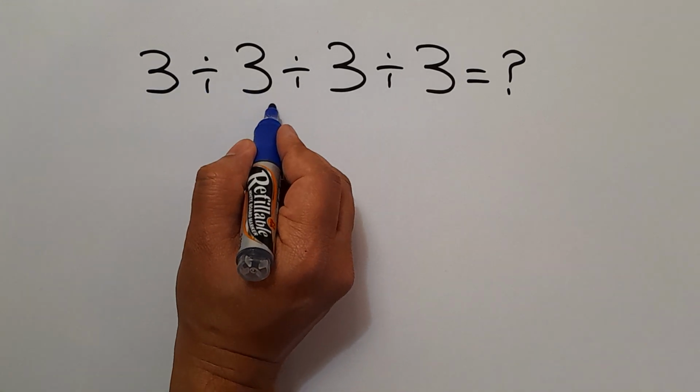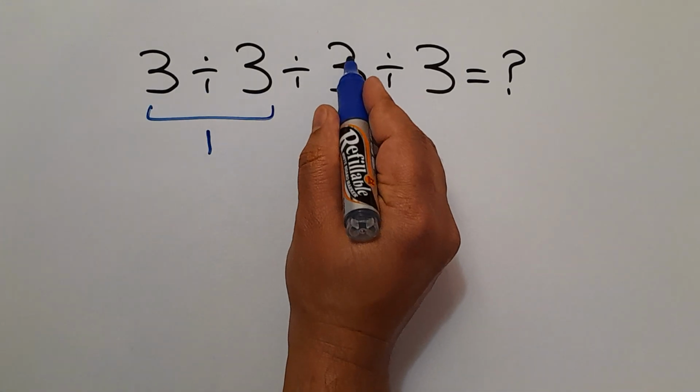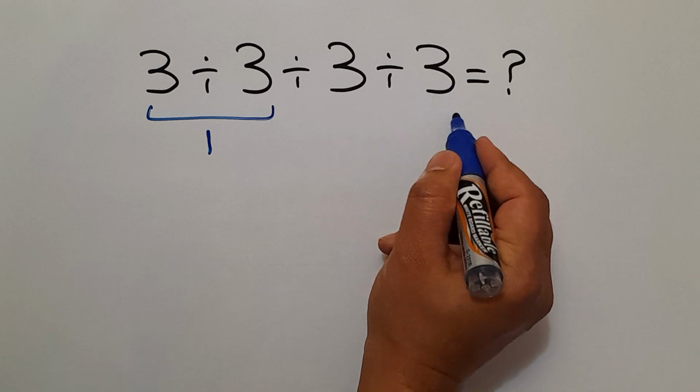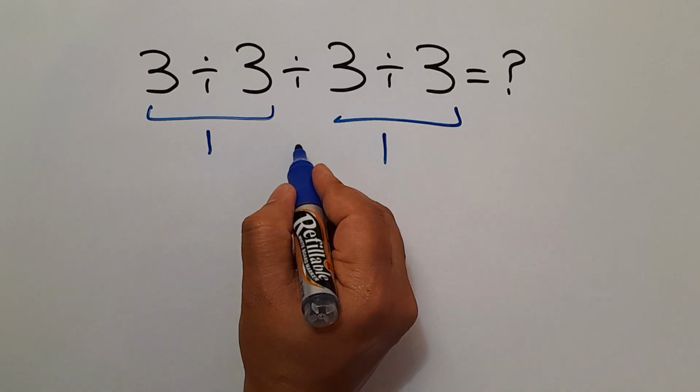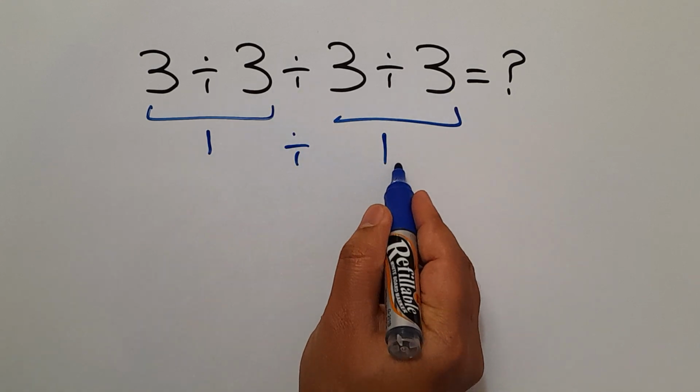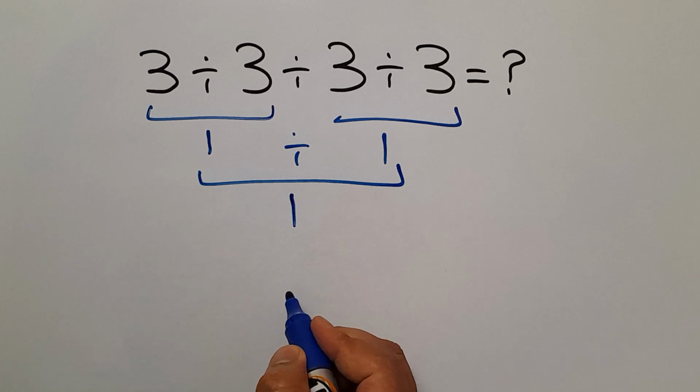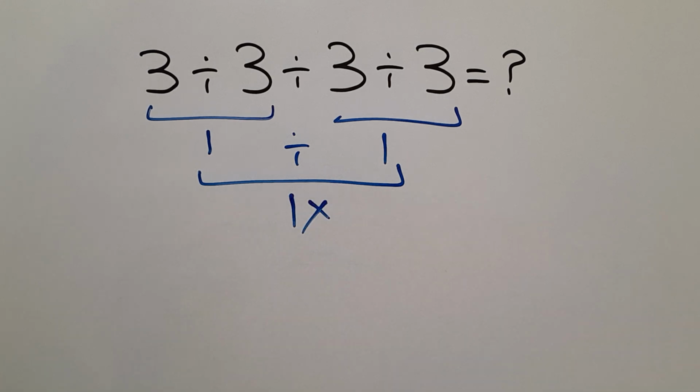3 divided by 3 gives us 1. And again we have here 3 divided by 3 which equals 1. And 1 divided by 1 gives us just 1. But this answer is not correct.